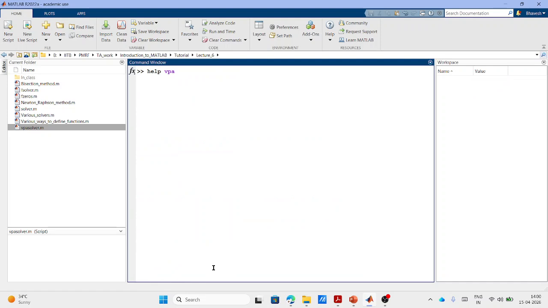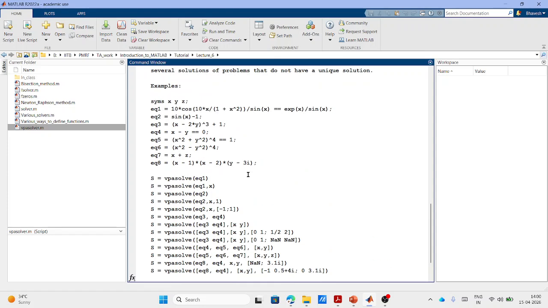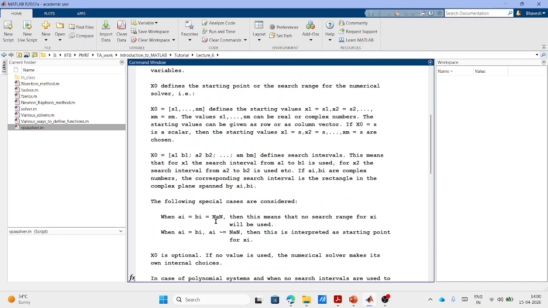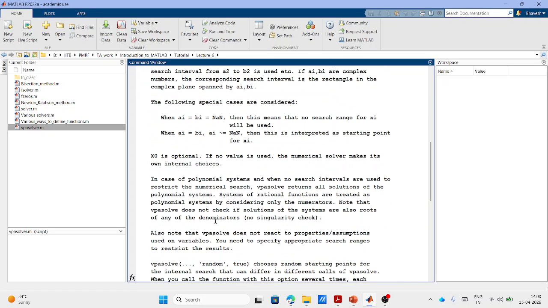Help vpasolve. So this is how it works, that you provide an equation. You don't have to provide the symbol value all the time. Right now I have just provided it. If you want, you can provide the initial guess also, but all those things are secondary. Here you can see they have given multiple examples of how this works.